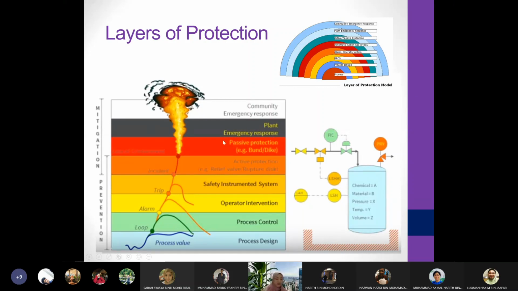And of course, you need to have a plant emergency response, where the fire brigade, police, ambulance have to respond to it, as well as community emergency response. So those are the layers of protection, and we've also seen it sometimes shown as an onion that's cut in half. You have all those layers.